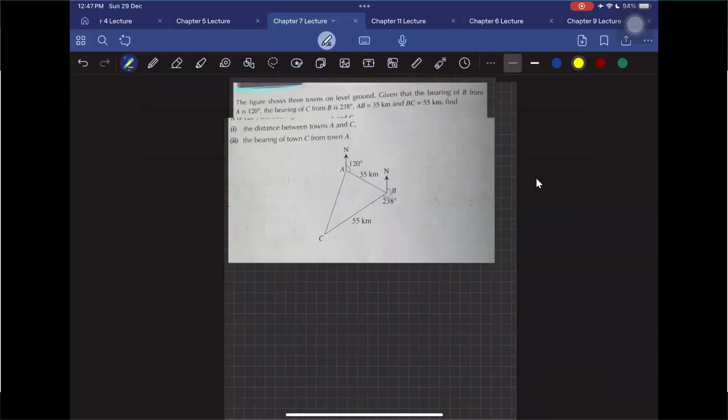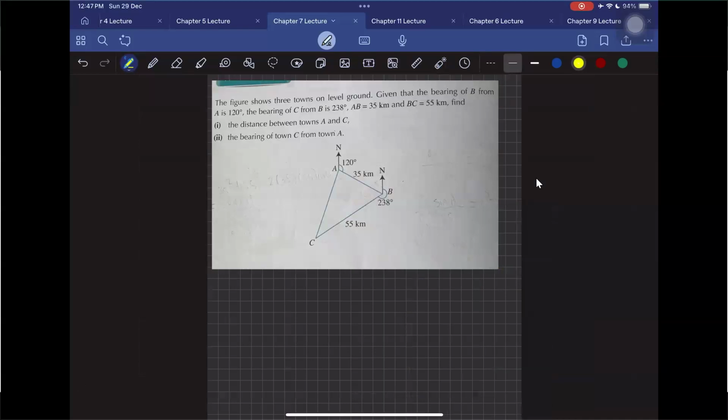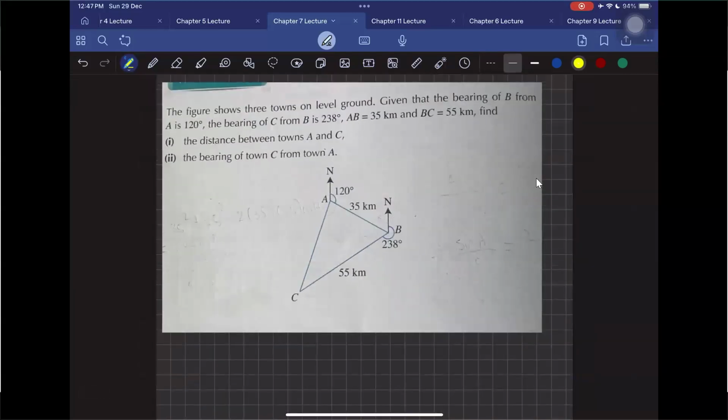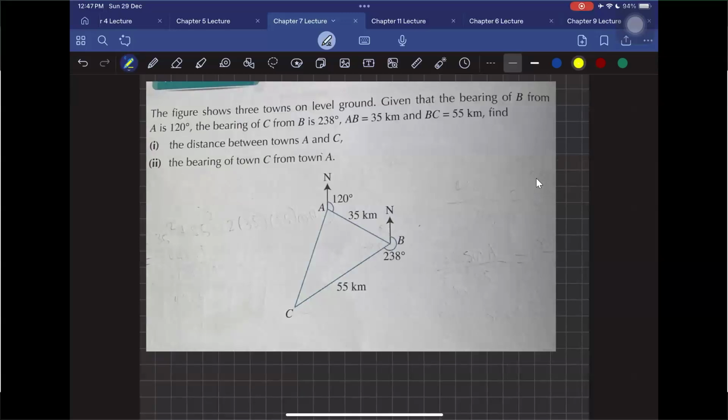Now let's look at another question. Again, do pause the video and try it out yourself before I go through the answer. Now let's take a look at it. Similarly, you're given a very similar diagram, and you're told to find AC. What do we know so far? We can use alternate angles and find out this angle. This angle plus 120 should give you 180, so that means this is 60 degrees.